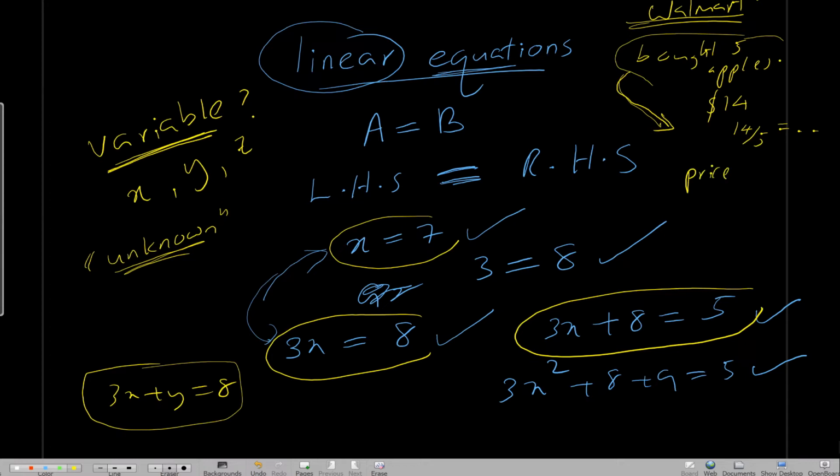So the price of an apple, let's call it x. In that case, we have 5 of them, so you bought 5 of them. 5x equals 14. And when you solve for x, you will have to divide both sides by 5. That's why you divided by 5. See, variable, we use it for unknown.